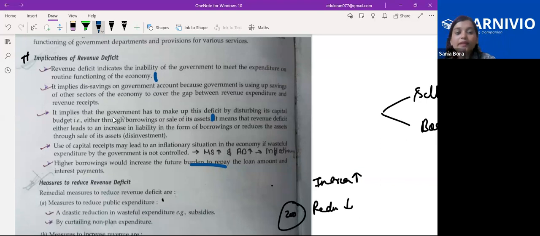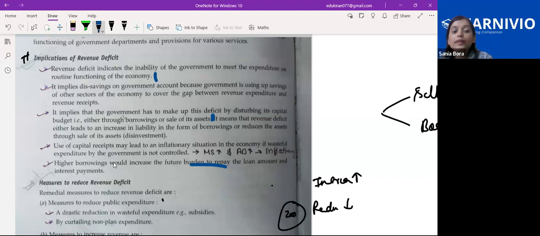And the next one: use of capital receipt may lead to an inflationary situation. Now government needs money. Government gets money from where? From us, from the people itself. So earlier the tomatoes were 100 rupees. Now government needs money, so they increase the price to 200. So there are high chances, if there is a revenue deficit, that government will increase the price, and when government increases the price, that leads to an inflationary situation. So use of capital receipt may lead to an inflationary situation in the economy if wasteful expenditure by the government is not controlled. If government does not control the expenditure, there will be inflation in the country.